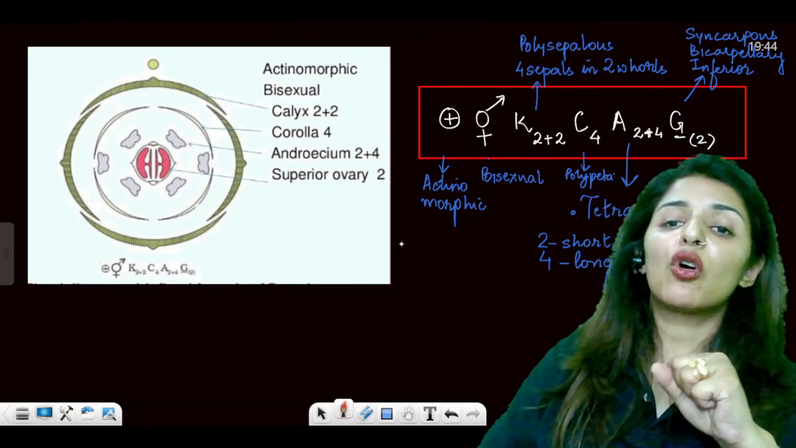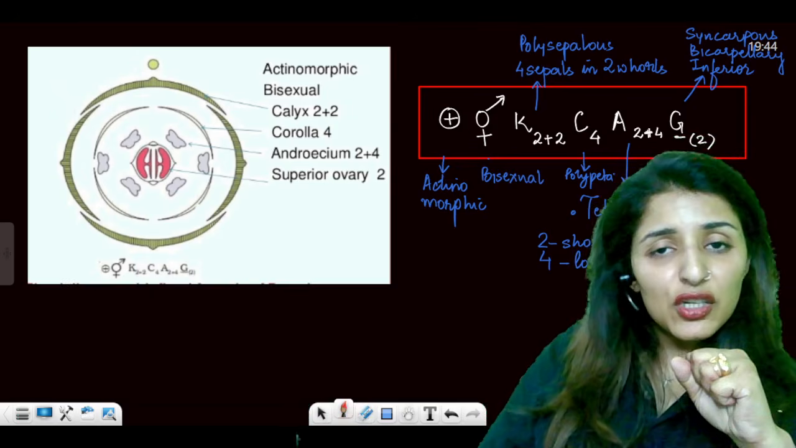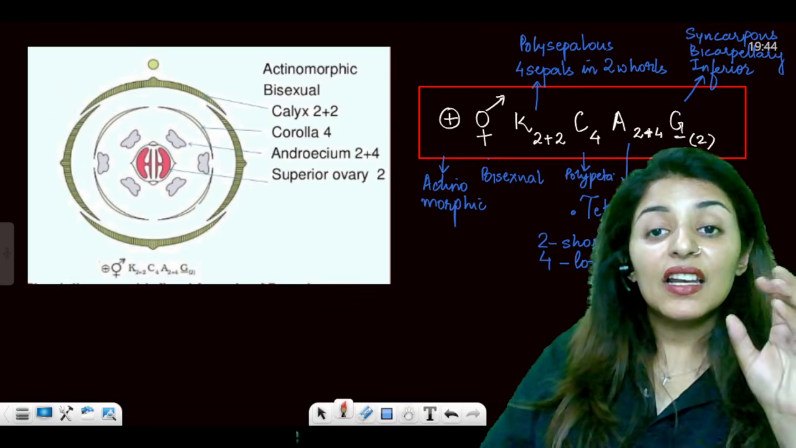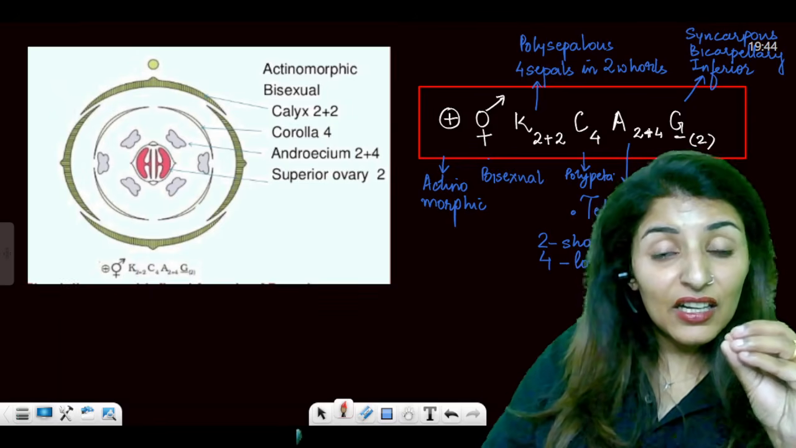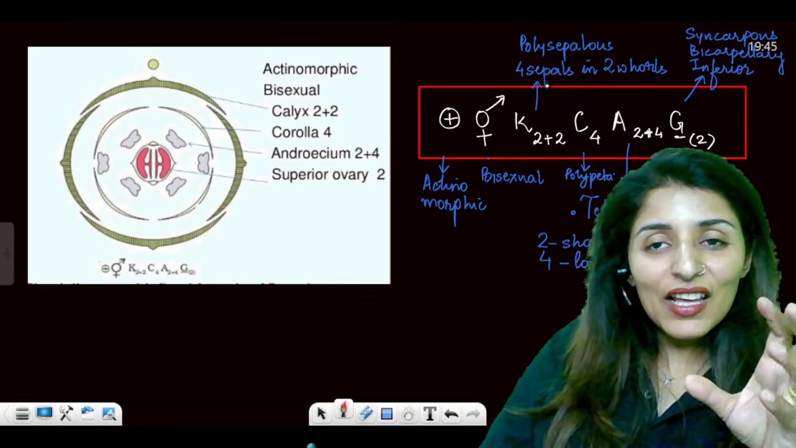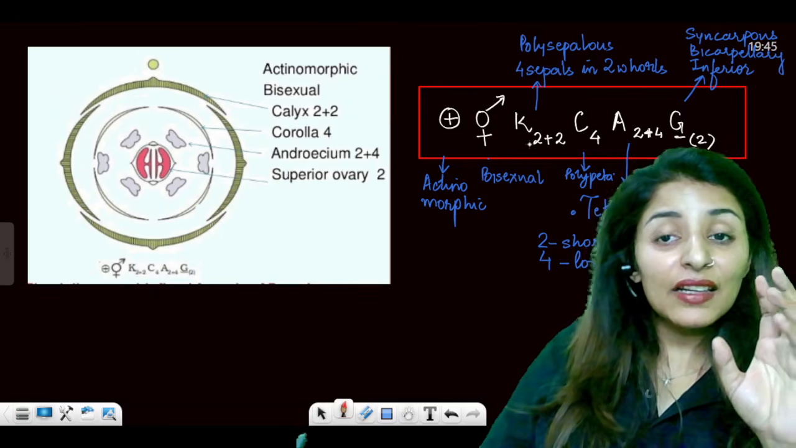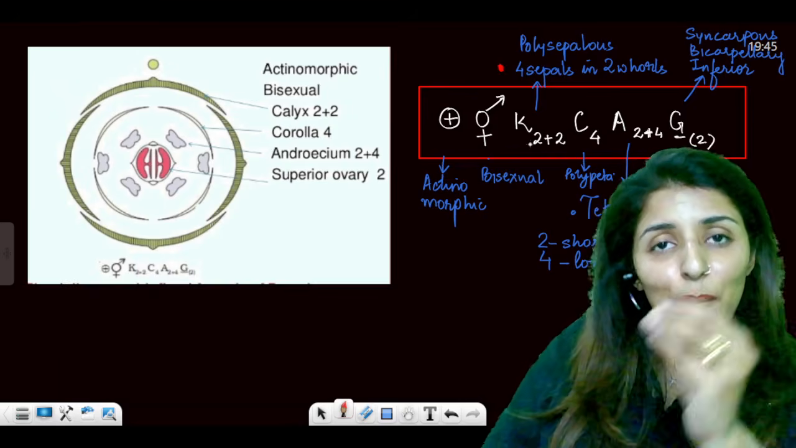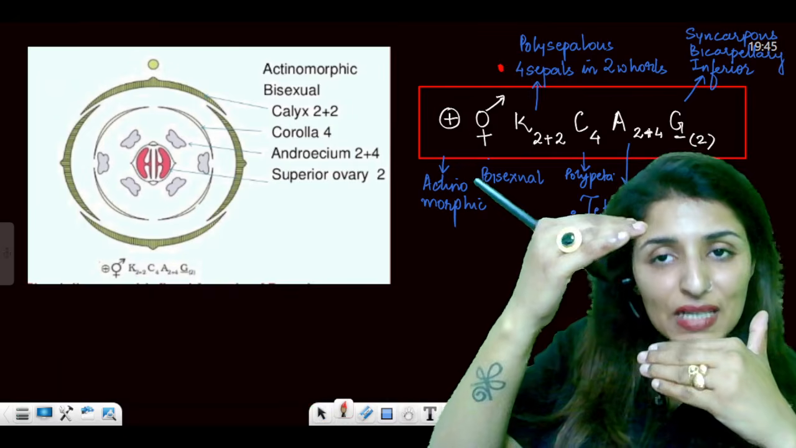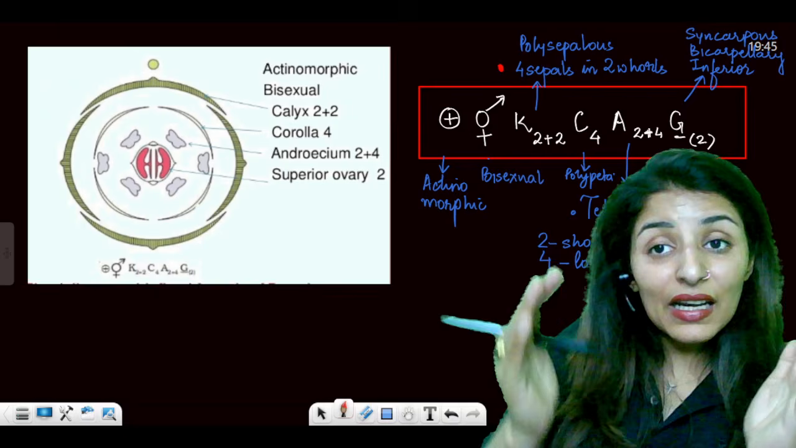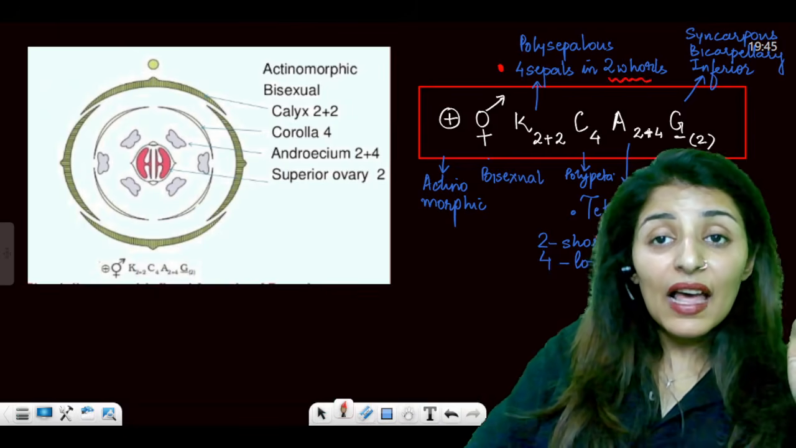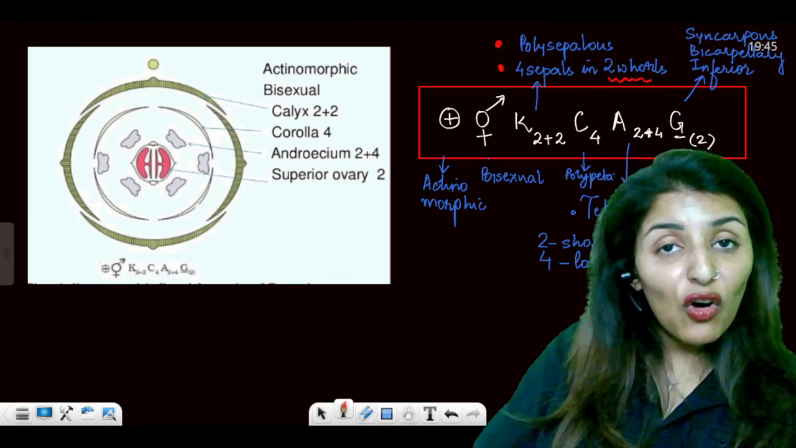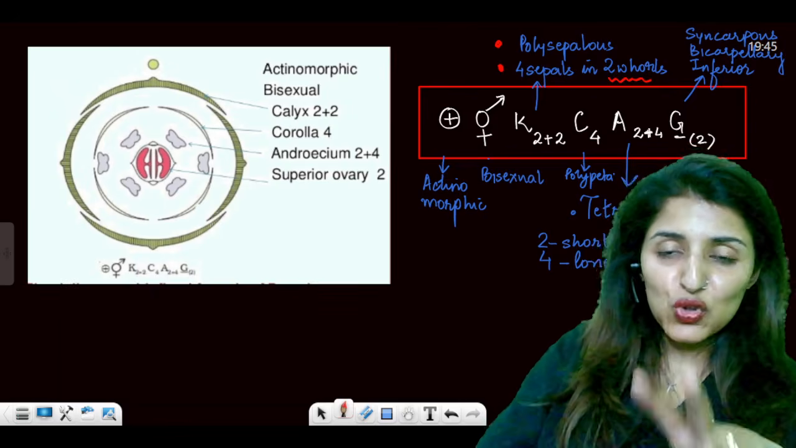Now, directly coming on to the formula. So, it shows actinomorphy, that is radial symmetry, bisexual flowers. Now, this is a typical K2 plus 2. So there is no branch and it is 2 plus 2. So overall there are 4 sepals. But 2 plus 2 condition means that 4 sepals are arranged in 2 different whorls. And of course, since they are free, we'll call it polysepalous condition. So this is typical of this mustard family, K2 plus 2, right?